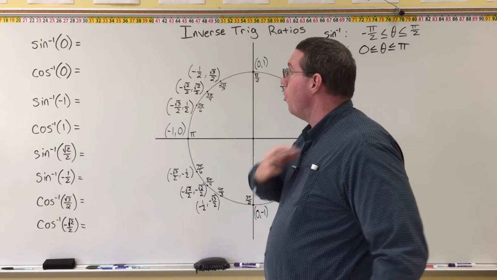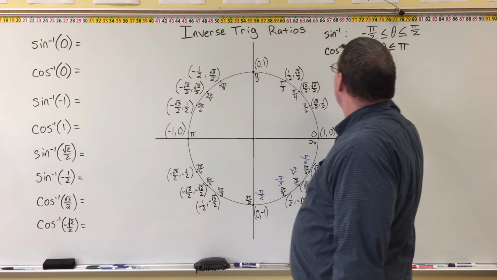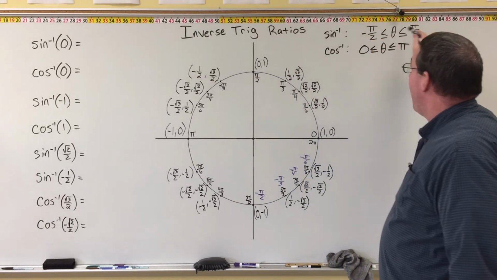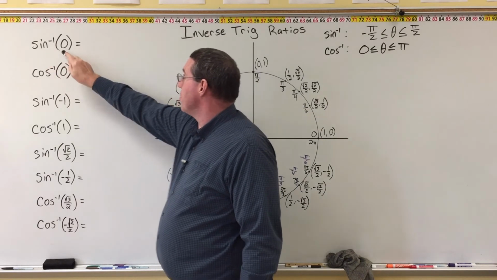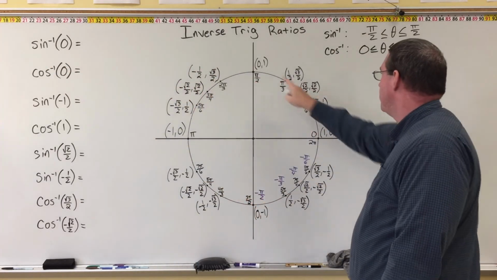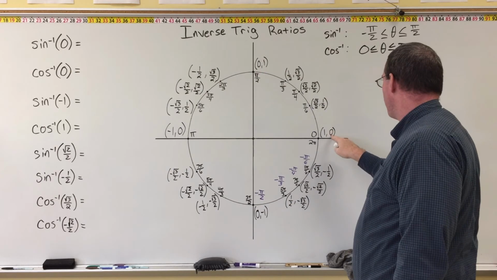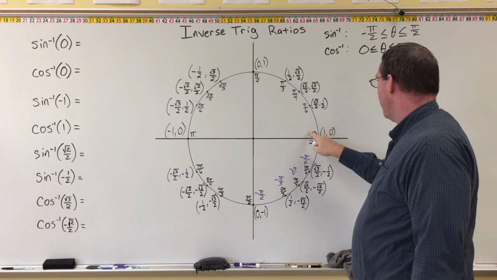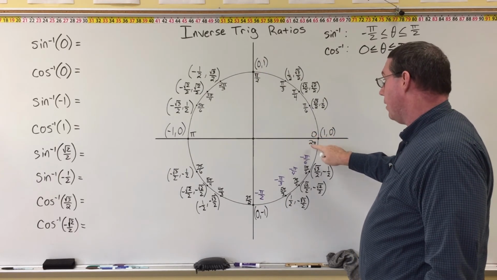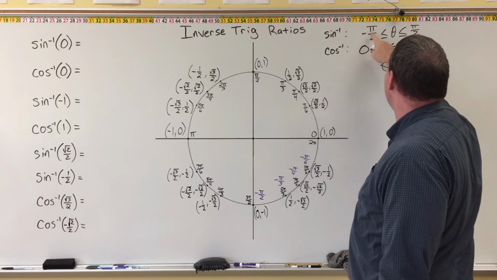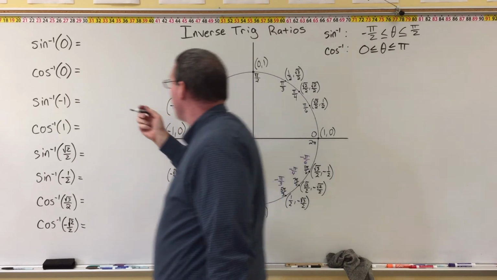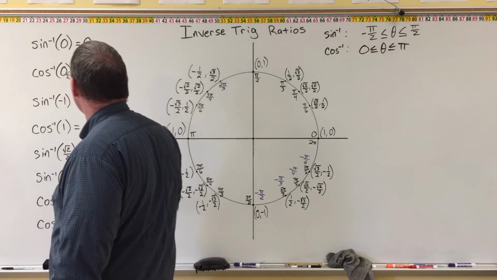All right, so what angle measure between negative pi over 2 and pi over 2 would give you a y coordinate of 0? Well, from here up to here, a y coordinate of 0 is right here. Therefore, the answer is 0. It's not 2 pi, because 2 pi is not between negative pi over 2 and pi over 2. 0 is between negative pi over 2 and pi over 2. Therefore, sine inverse of 0 is 0.